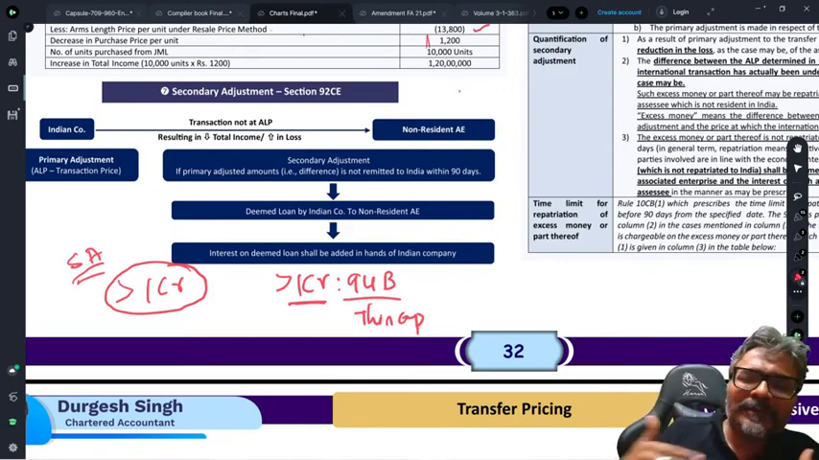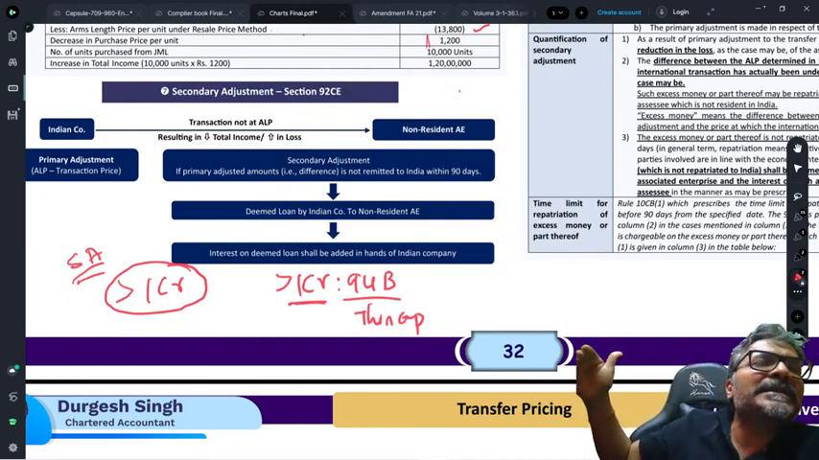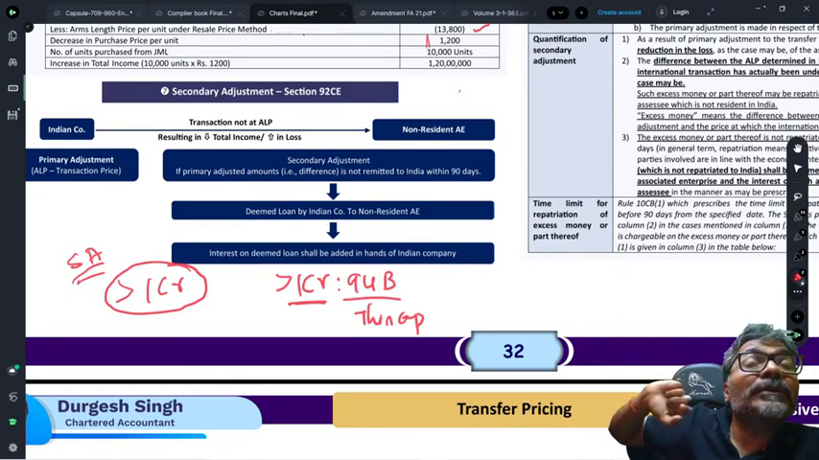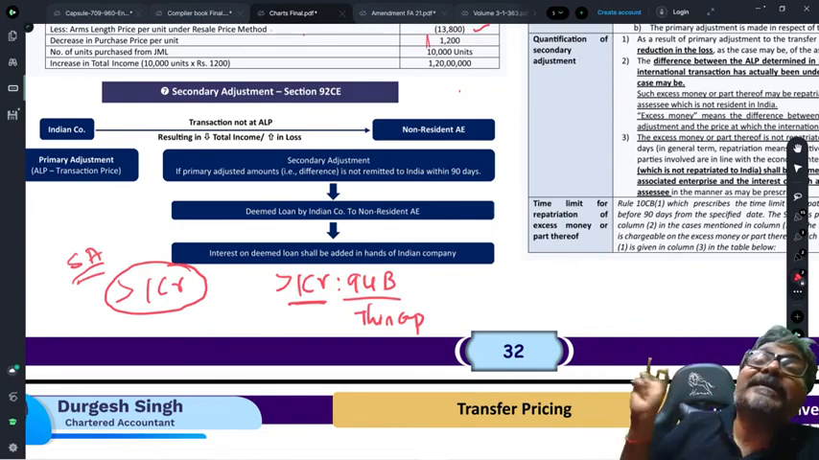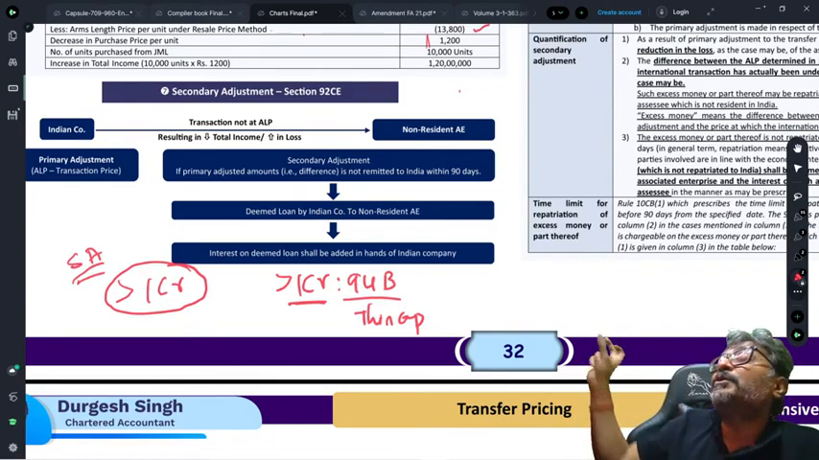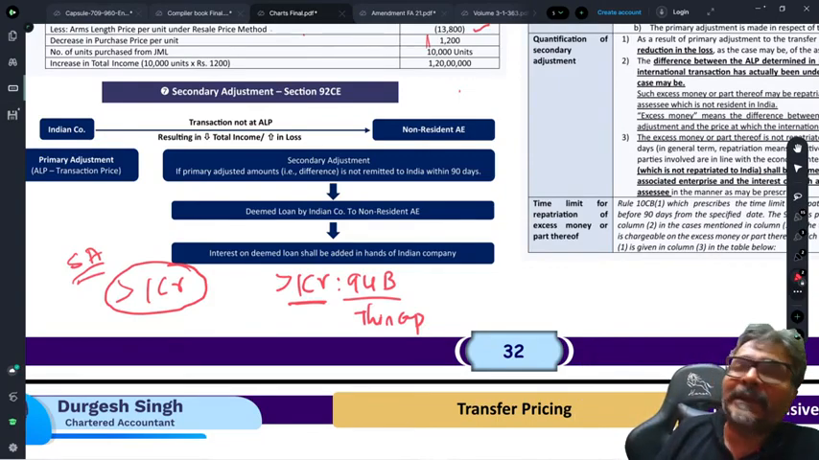Now comes the concept of the secondary adjustment. Now the government will definitely add this difference in your total income. Not only that, they will also expect that the difference should get repatriated into India. The difference should be repatriated into India within 90 days from the relevant date. And if the difference is not repatriated into India within 90 days from the relevant date, then in that particular case, we will consider the difference as a deemed loan. And the deemed loan will result in the addition of notional interest.